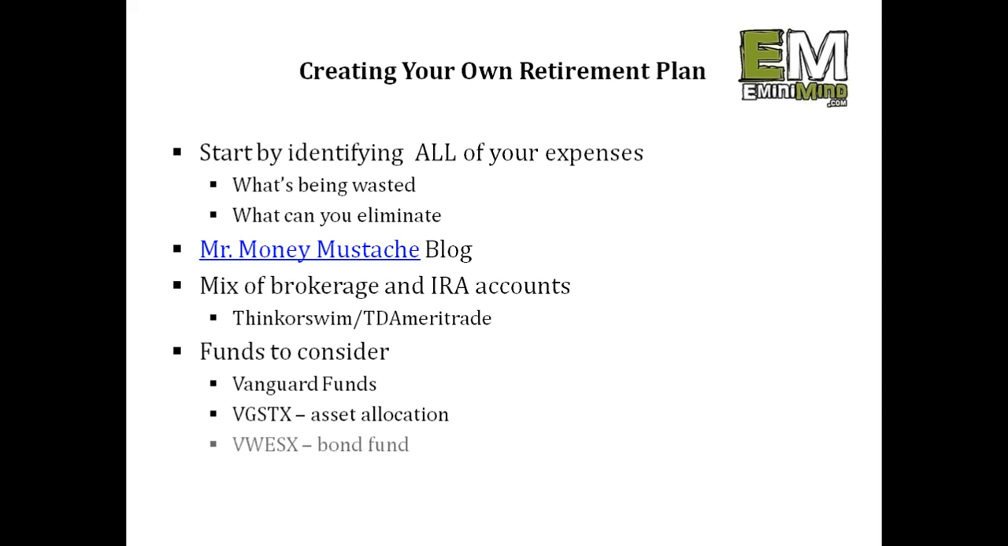So VGSTX, a great asset allocation fund, VWESX is a bond fund, and then some other ETFs to look at would be the Dow and the S&P, and the SDY and DVY are the larger dividend paying versions of that, and then the NASDAQ and the Russell, QQQs and the IWM. And so this way you will own the market, and you'll be collecting dividends at the same time.